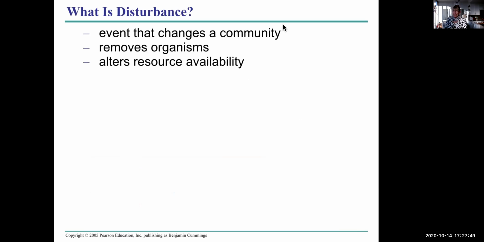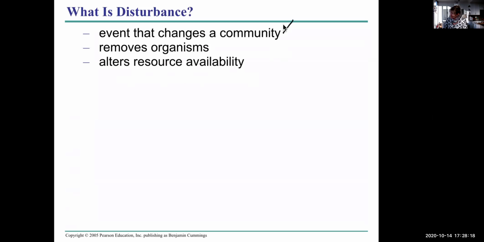A disturbance is an event that changes a community. It can remove organisms and it can alter resource availability. And that's a disturbance in an ecosystem. So there's different kinds of disturbances. There may be local disturbances. They may be broader disturbances that are quite large.